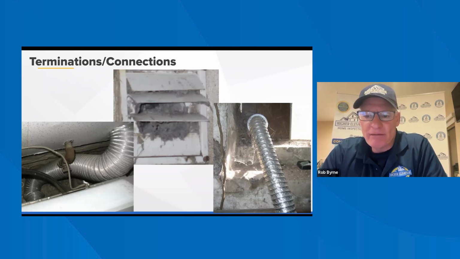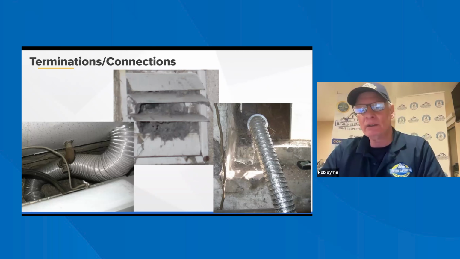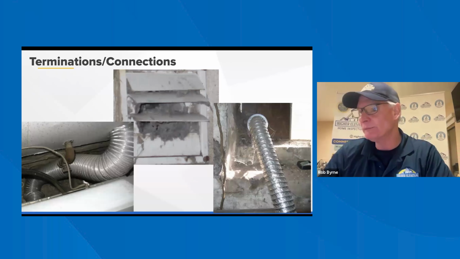Transition ducts should not be concealed within construction material. You want to see that dryer vent all the time. If it's behind a wall, you don't know if it's leaking, and you're not going to know. So you always want to have it exposed.